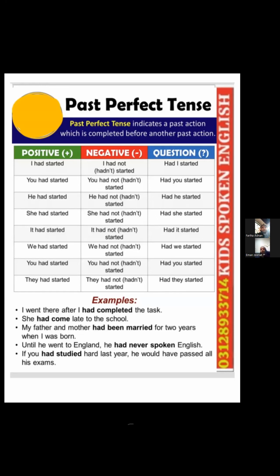Positive sentences are also there, negative sentences are also there, questions are also there, okay? So as you can see, I had started. It is a positive sentence. I is the subject, had is the helping verb, and started is the verb third form. Start की third form है, okay?